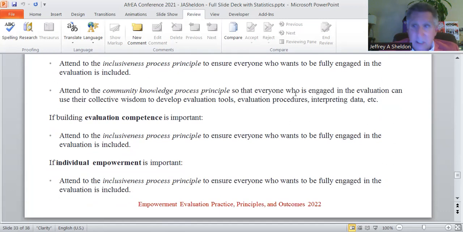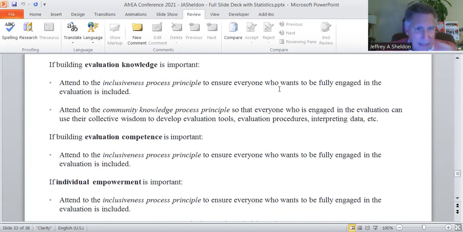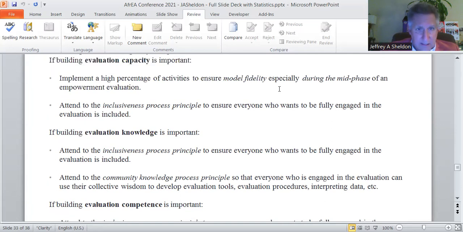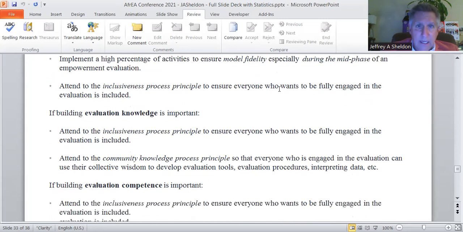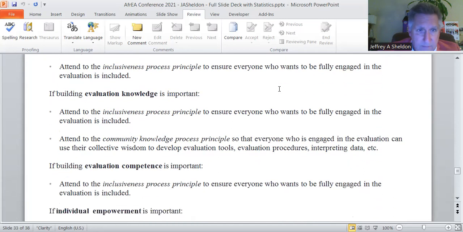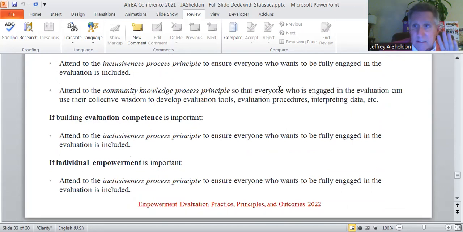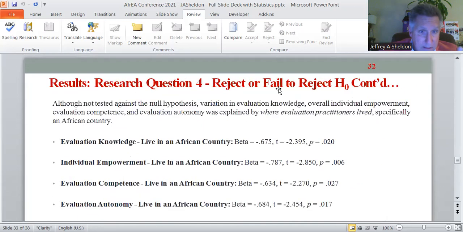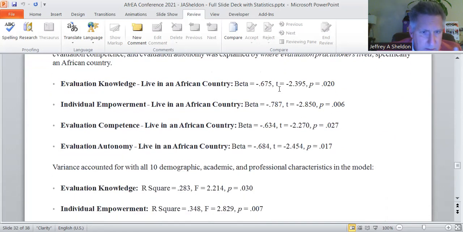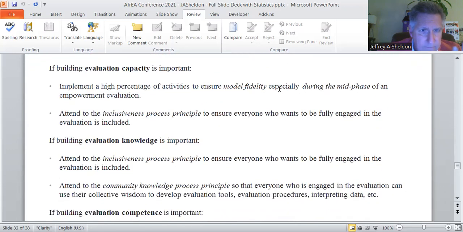If building evaluation competence is important, and competence and capacity are similar concepts, okay? So again, you attend to the inclusiveness process principle. Inclusiveness is really important in building evaluation capacity. Inclusiveness is important in building evaluation knowledge. It's important in building evaluation competence. Whoops, wait a second here. What happened? Okay.